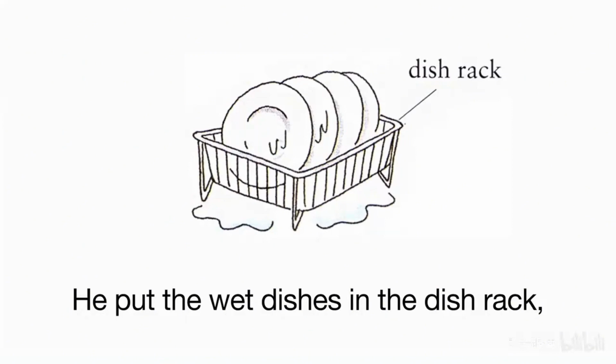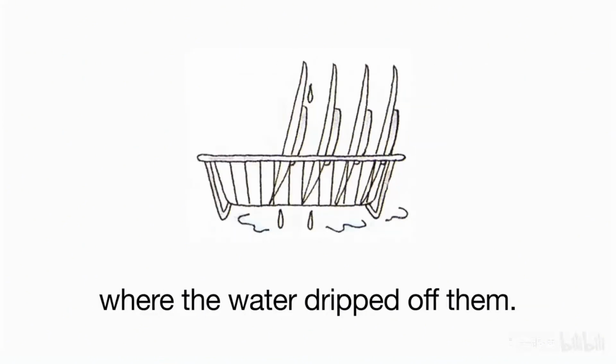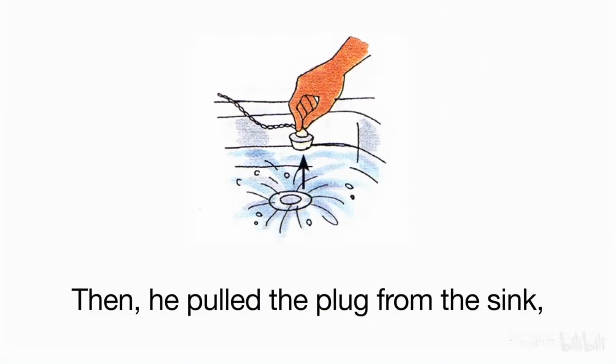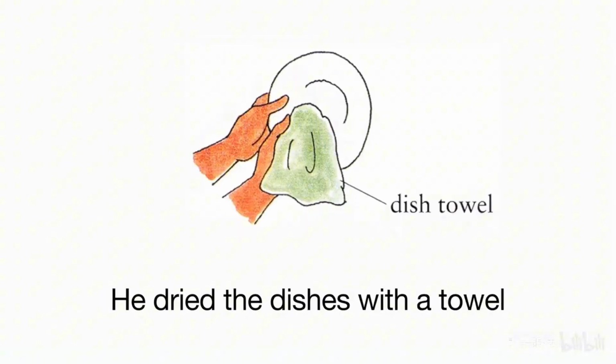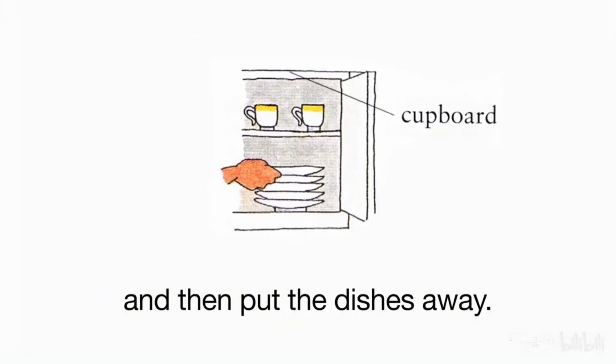He put the wet dishes in the dish rack, where the water dripped off them. Then he pulled the plug from the sink, and the dirty water went down the drain. He dried the dishes with a towel, and then put the dishes away.